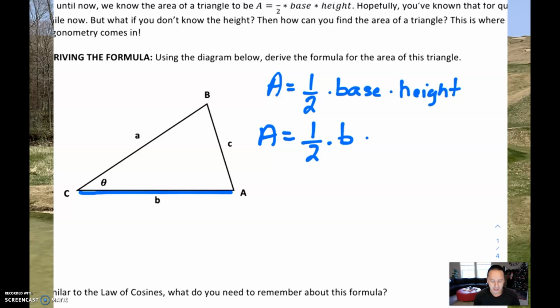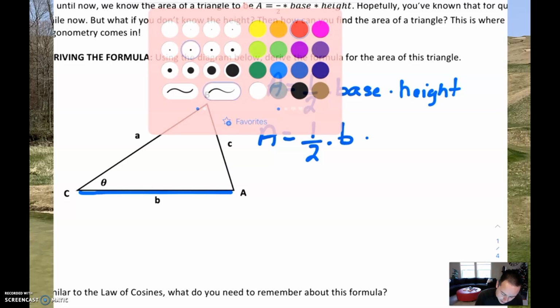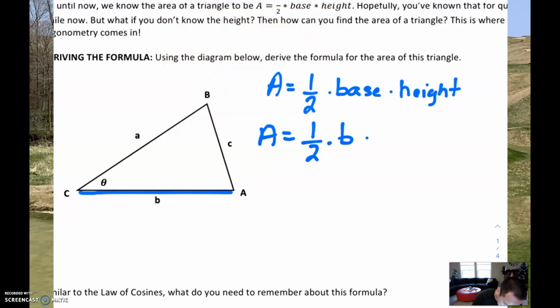Now I need to find the height, and this is where we have to do a little bit of legwork here. So I want to find this height right here. It makes a 90-degree angle. So this, for me, is going to be my height. How could I do that? Well, hopefully you look here and we have a right triangle. This is our opposite side. I'll call that O. And then this is our adjacent side, or H.